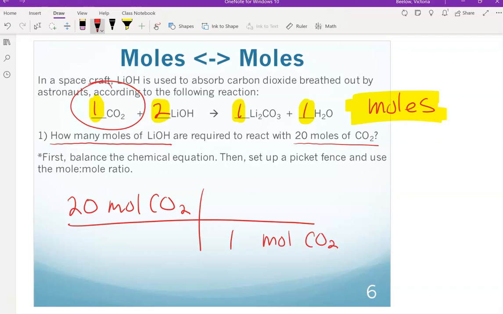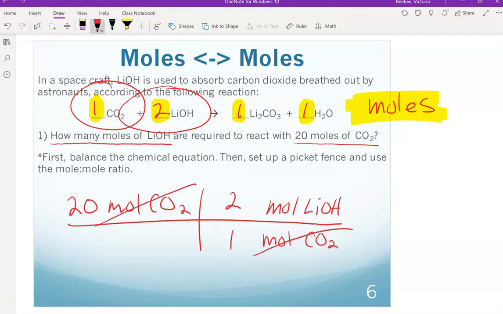Now, if you pull a number from the equation, the number that goes above it should also come from the equation and should be the substance that you want your answer in. So above this, I'm going to put moles. And the question was asking for moles of lithium hydroxide, which is LiOH. So above that, I'm going to put moles of LiOH. And according to the equation, that is 2. So that's where I'm getting those numbers from.